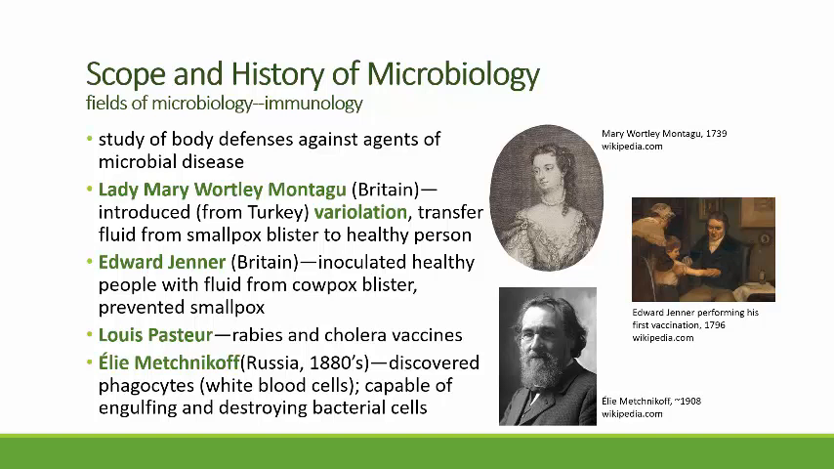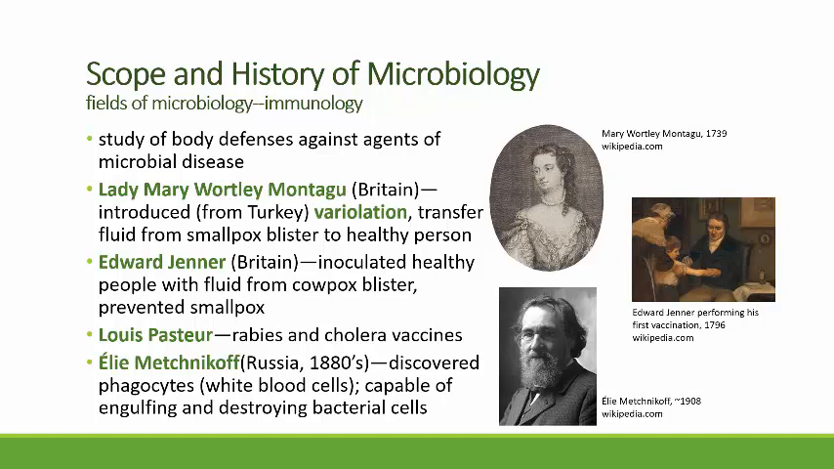Some of the history of immunology and microbiology involves a woman named Lady Mary Wortley Montagu. She was British, but had picked up during time overseas a process referred to as variolation, in which a little bit of the fluid from a smallpox blister. Smallpox is a viral disease that can be deadly, but more generally leaves survivors with tons of scars all over their body. If you were to go and Google some pictures of people with smallpox, it's a very disfiguring disease.